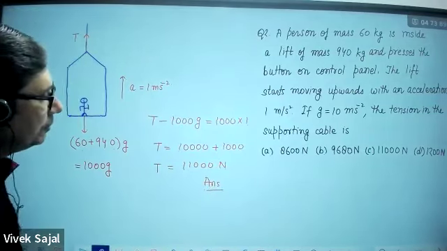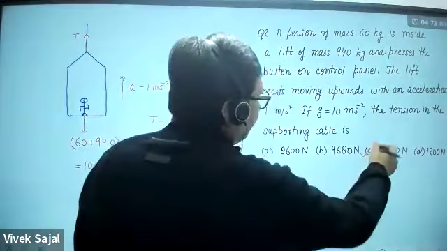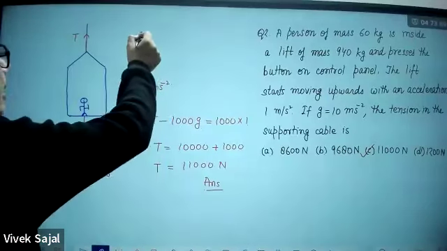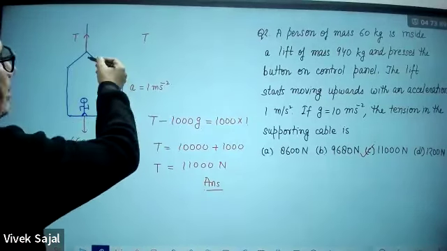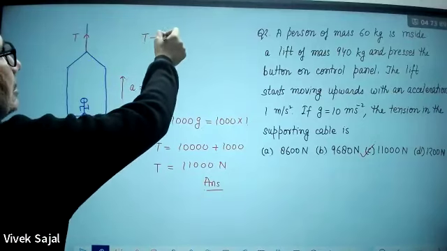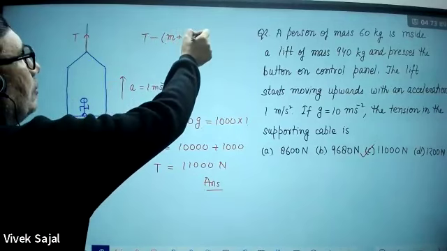What will be the answer of this question? That will be option C. Option C is correct. Yes, on the right hand side it is 1000 into 1, where 1 is the acceleration. I have written like this: T, the tension in the upward direction, minus the weight of this person and lift, (M plus m) into g.